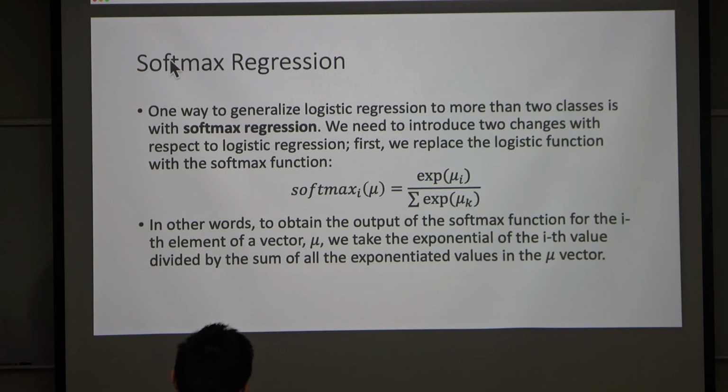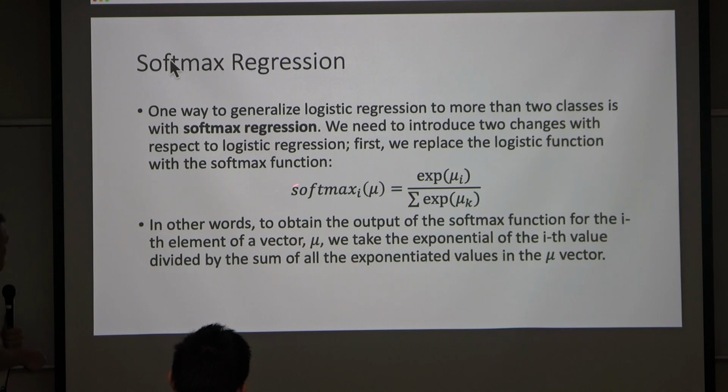Okay, and then the next topic is the softmax regression. What is softmax regression? The softmax regression function looks like this: softmax i of mu, where mu is actually a vector with n components. So you have mu 1, mu 2, mu 3, up to mu n.